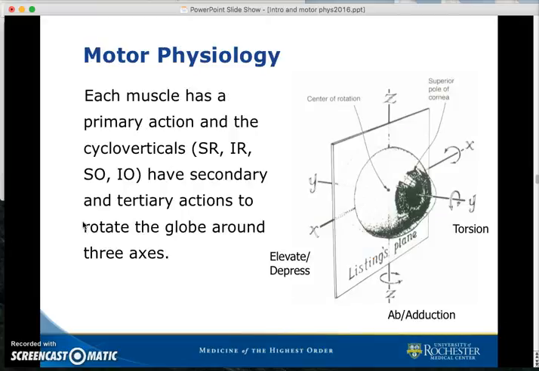Okay, so this gets somewhat complicated, and we're going to get through this slowly, and we'll have time to discuss it in the lecture as well. Each muscle has a primary action, so the medial and lateral rectus are for adduction and abduction. The vertical rectus and the obliques also have secondary and tertiary actions, and these allow the globe to rotate around the 3 axes. So the x-axis here, if you rotate around the side-to-side axis, elevates and depresses the eyes. The z-axis goes up and down, it creates adduction and abduction, and the y-axis, which is front to back, creates torsion if you rotate around that axis.